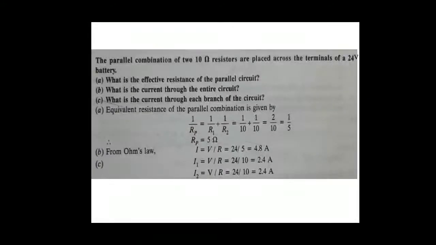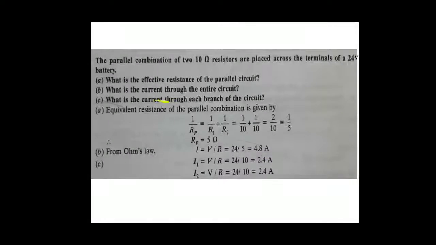And in this question we have taken a parallel combination of two resistances, each equal to 10 ohm. These are placed across the terminals of a 24 volt battery. So what is the effective resistance of the parallel circuit? Directly we will use the formula and we will find that it will be 5 ohm. In B part, what is the current through the entire circuit? For calculating current using Ohm's law, V by R, that is 4.8 ampere.